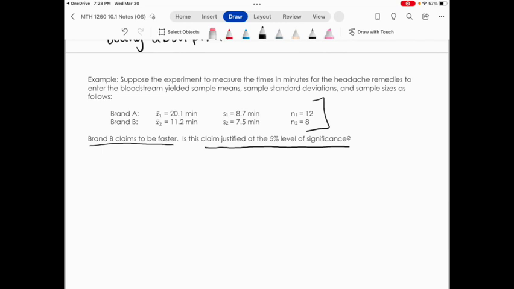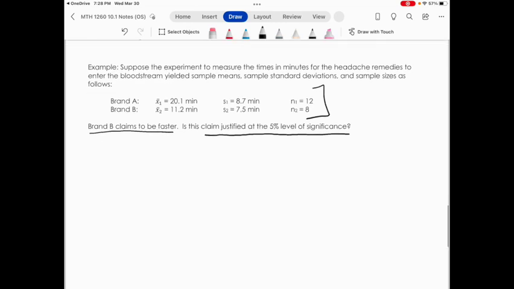These two populations are going to be normally distributed, and we need that because these sample sizes are not big enough. Remember, if we don't know that it's normally distributed, our sample sizes need to be 30 or bigger. And we don't have that here. But we know from the information given in the previous example that brand A and brand B have normal distributions. So we can justify using a t-test here. But in this example, we're looking to see if it enters the bloodstream faster.